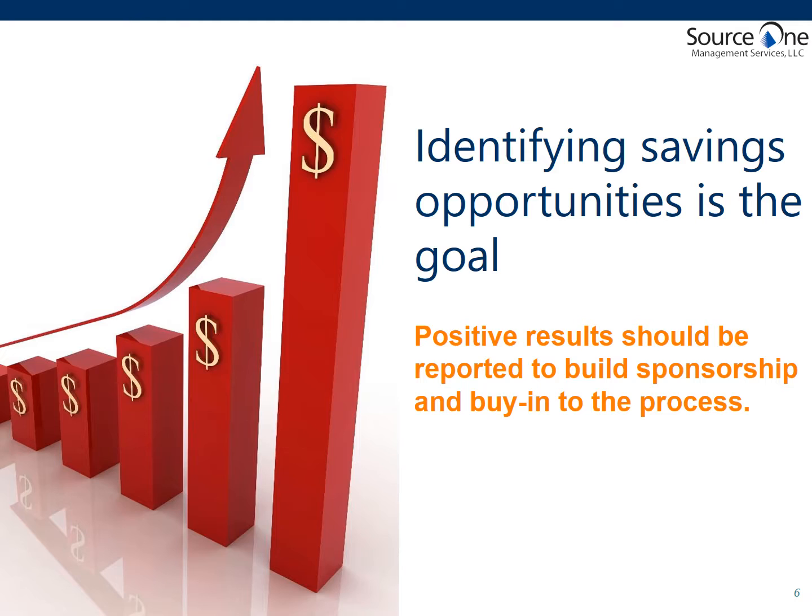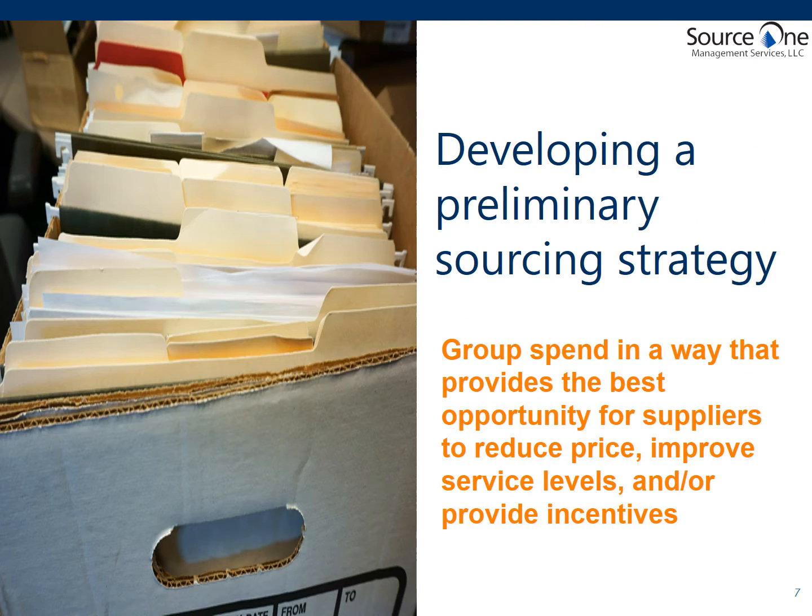Now that you have ranked the categories, it is time to subcategorize the information into projects. During this stage, you're identifying what you consider to be distinct strategic sourcing initiatives, each with its own project plan, timeline, and sourcing strategy. In doing this, you are developing a preliminary sourcing strategy based on leverage points, grouping the spend in a way that provides the best opportunity for a supplier to reduce price, improve service levels, or provide additional incentives. Next, in the Spend Analysis series, we'll discuss in more detail how to develop an effective sourcing strategy.